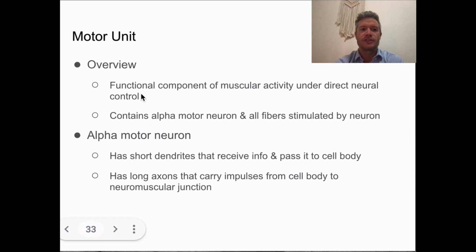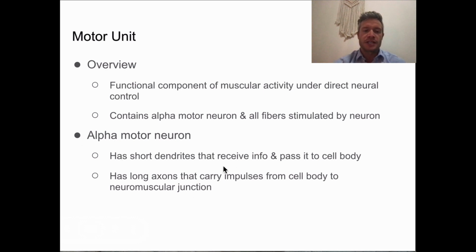The overall function is to cue up motor activity. As we know, skeletal muscle is under direct neurological control, and because of that, we have special neurons that are designed to do that. An alpha motor unit is involved in having us move through our skeletal system. So it's a specialized nerve.